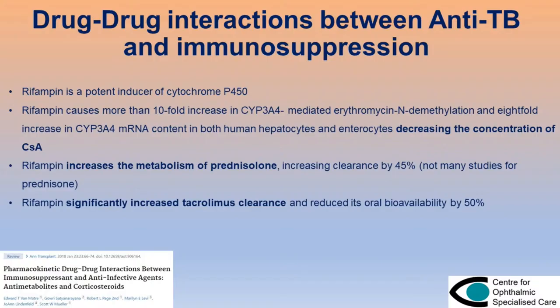And that's why in Moorfields Eye Hospital, when we were prescribing rifampicin with prednisolone, we were doubling the dose of prednisolone. And similarly, rifampicin can significantly decrease tacrolimus, decreasing its oral bioavailability by 50%. So for patients who need anti-TB treatment and immunosuppression, we have to be careful, because the interactions between those treatments can decrease the effect of our immunosuppression.